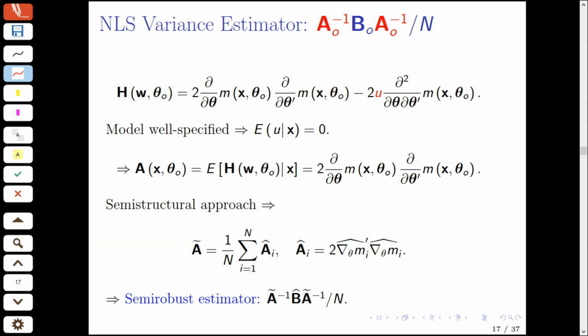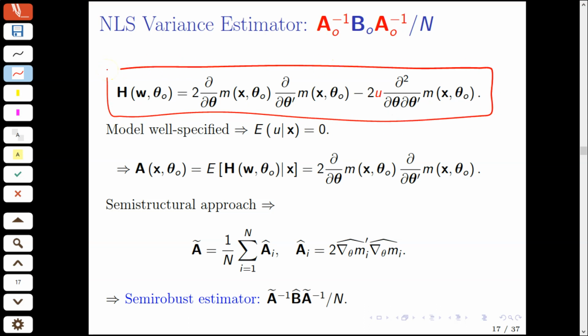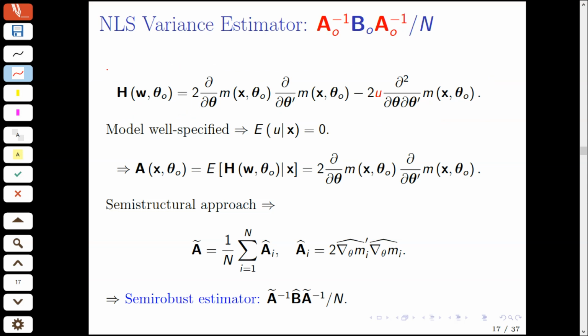Again, we're still thinking about how one may estimate A0 in the context of nonlinear least squares. And here I've repeated the expression for the Hessian function at the true parameters from our earlier slide. Now we may notice that the last part of this Hessian expression involves a product of a function and u. This function here, which is the Hessian of m, depends on x alone. Hence, if we condition on x, we may treat it as a constant.